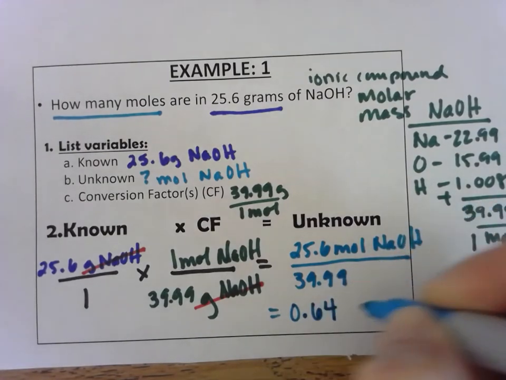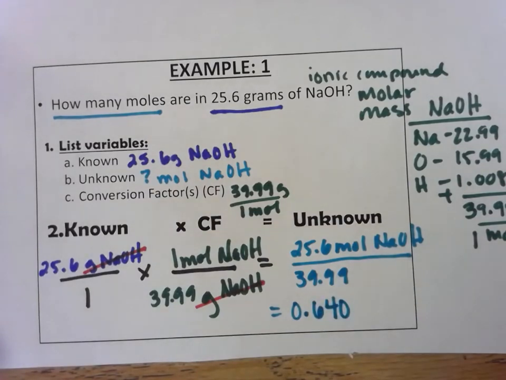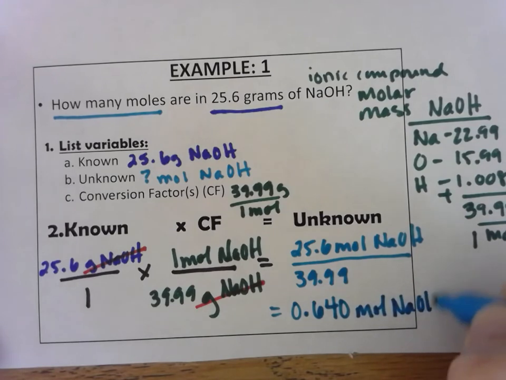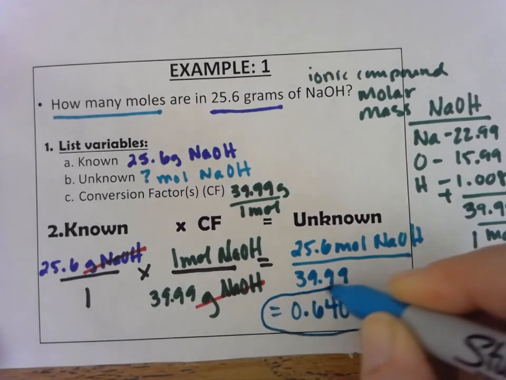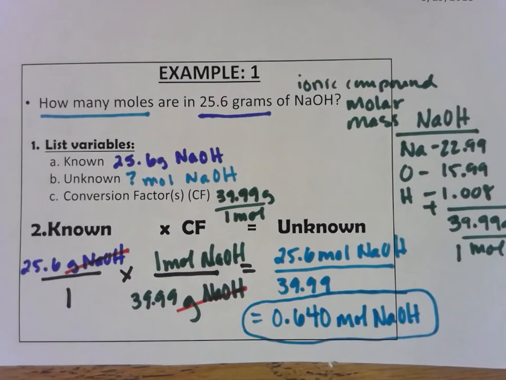And therefore my number is 0.640 moles of sodium hydroxide. Right, so the question said, how many moles are in 25.6 grams of sodium hydroxide? And I just found the amount of moles of sodium hydroxide. Right here, moles sodium hydroxide.